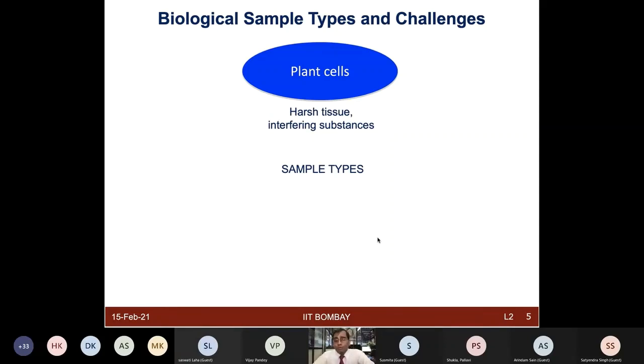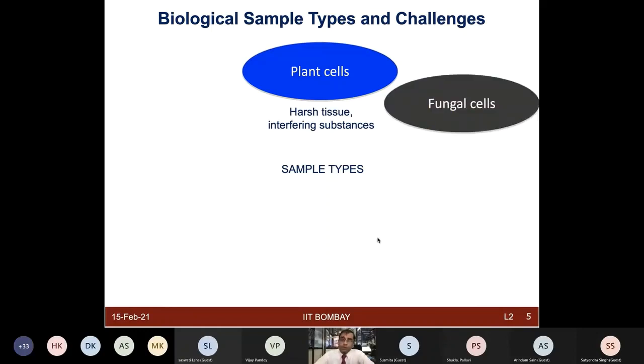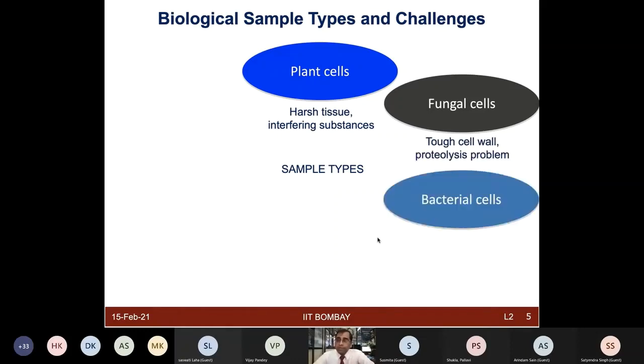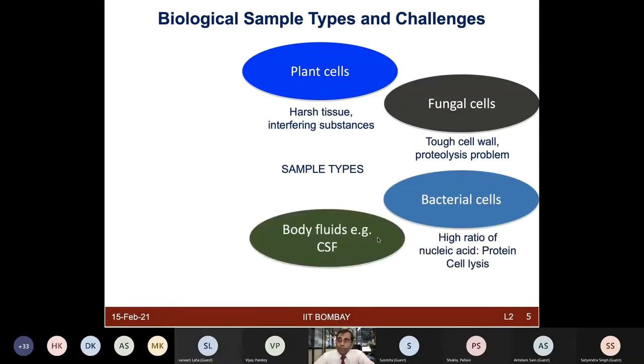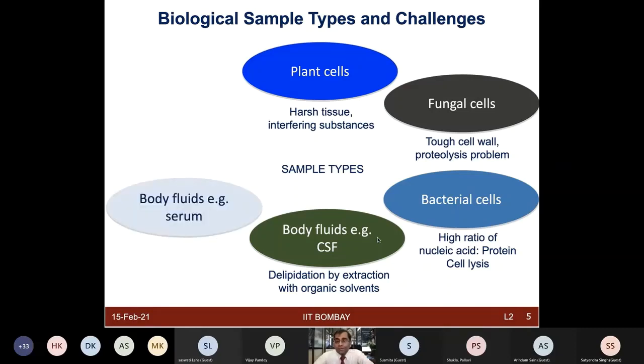All those are going to be interference, which we have to remove if we want to prepare that sample for proteomic analysis. Fungal cells are again a very tough sample to work with, with a lot of proteolysis challenges. Bacterial cells have a very high ratio of nucleic acid, which you want to remove before you move on to your proteomics work. Clinical samples like cerebrospinal fluid are very dilute samples with very high salt concentration. You want to first remove that, and there is also a trace of lipids which you want to delipidate. Only then are your samples ready.